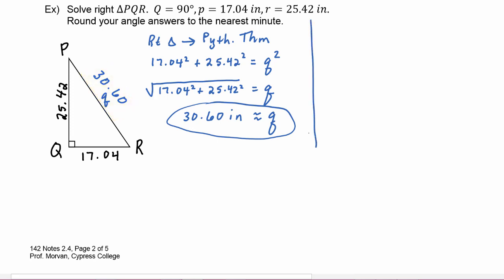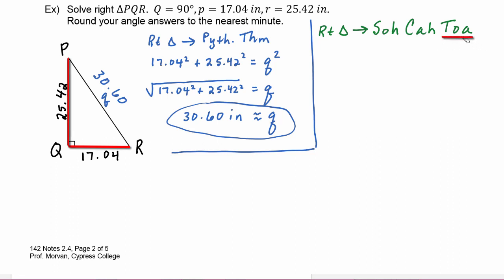Now we're ready to find our angles. So it doesn't matter which angle we try to find first, but remember to always use as much given information as you can. Since the 17.04 and the 25.42 were given to us in the problem, I want to use those to find angle P. And anytime we have a right triangle, we know we can use SOHCAHTOA. Let's find angle P first. And opposite leg and adjacent leg means we're using tangent.